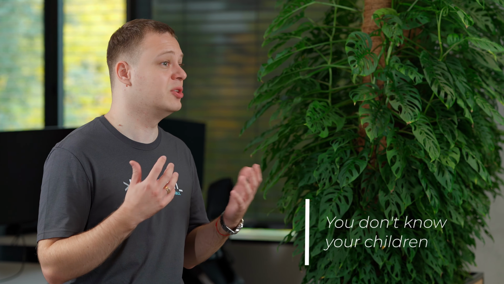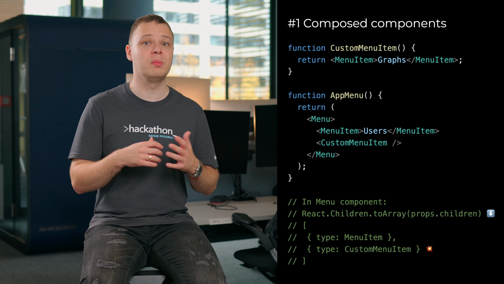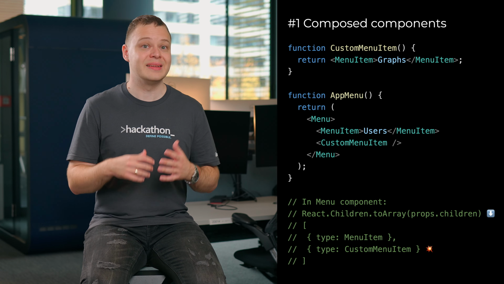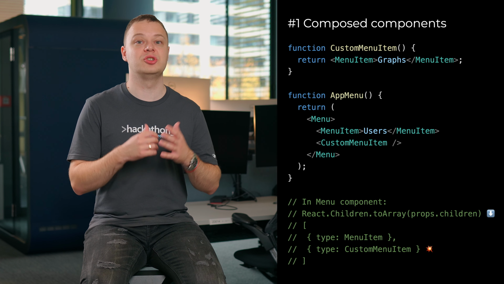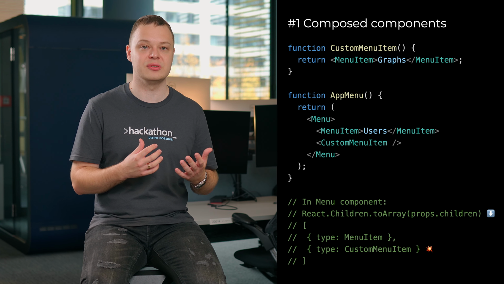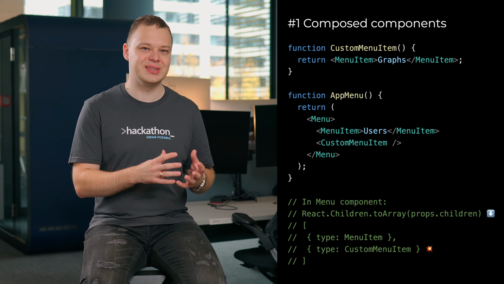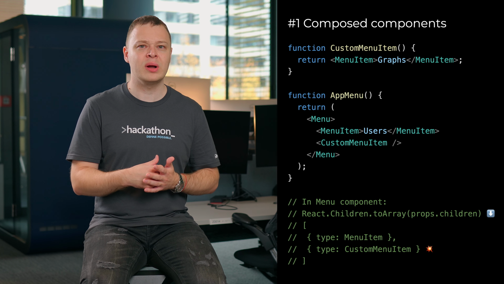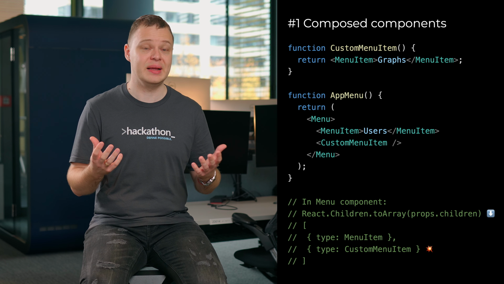In React, components can be wrapped. For example, a menu item can be used inside a custom menu item that can have completely different props. The caveat there is that the menu component doesn't know what children it will get and how to handle them. Of course, types of child elements can be restricted, but then one of the composition patterns of React is broken, and it's a problem.